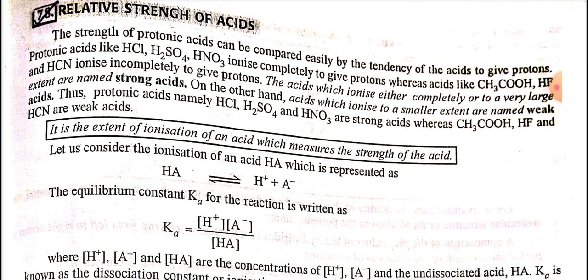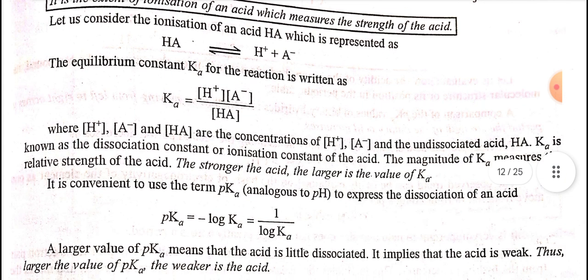It is the extent of ionization of an acid which measures the strength of the acid. Let us consider the ionization of an acid, which may be represented as this. The equilibrium constant is written as this, where [HA], [A-], and [H+] are the concentrations of the undissociated acid HA, the A- anion, and the H+ ion. K is known as the dissociation constant or ionization constant of the acid. The magnitude of Ka measures the relative strength of the acid. The stronger the acid, the larger the value of Ka.